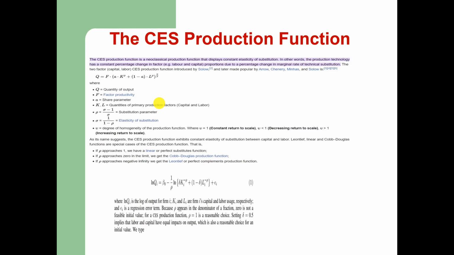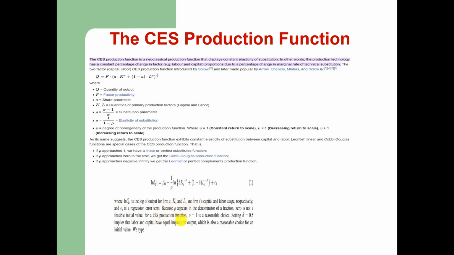In order to estimate the CES production function, we specify the above equation as follows. Here, this is the natural log of output for the ith firm. This is the constant of the production function, and K_i and L_i are the capital and labor used by the ith firm respectively. Epsilon i is the error of this regression.